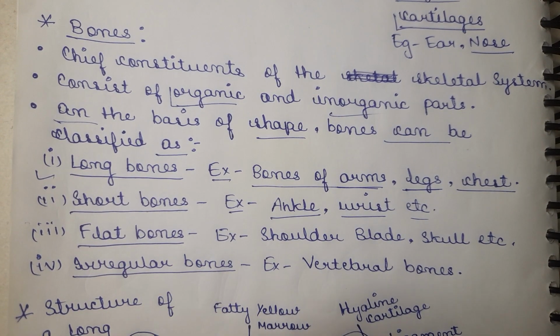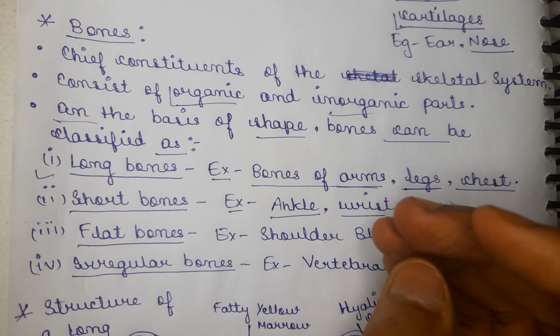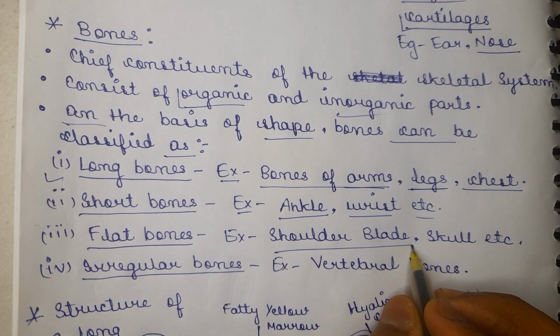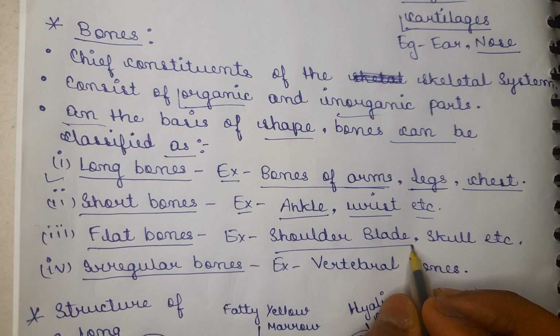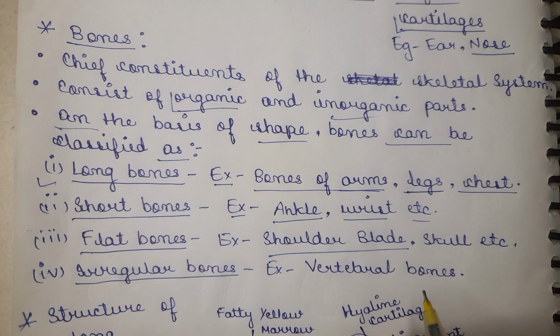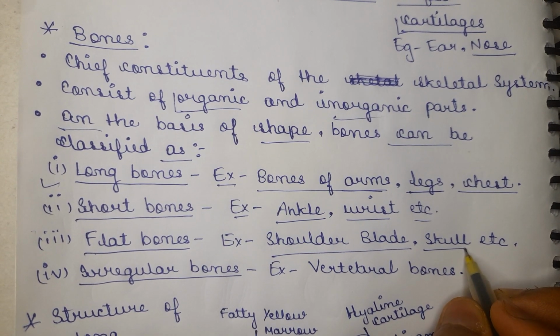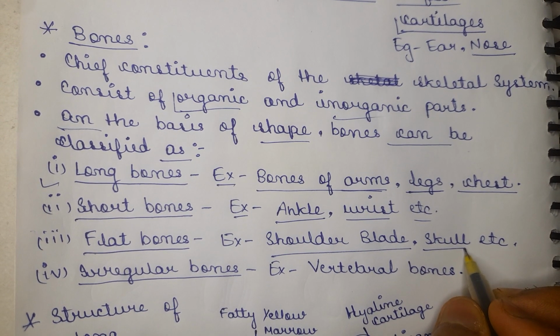Flat bones are made up of two or more parallel plates of the compact bone. For example, the shoulder blade that you can also observe from your back. There is a shoulder blade that easily comes out and they are flat. Second one is the skull. On your forehead there is a skull that protects our brain. So skull also comes in the category of the flat bones.